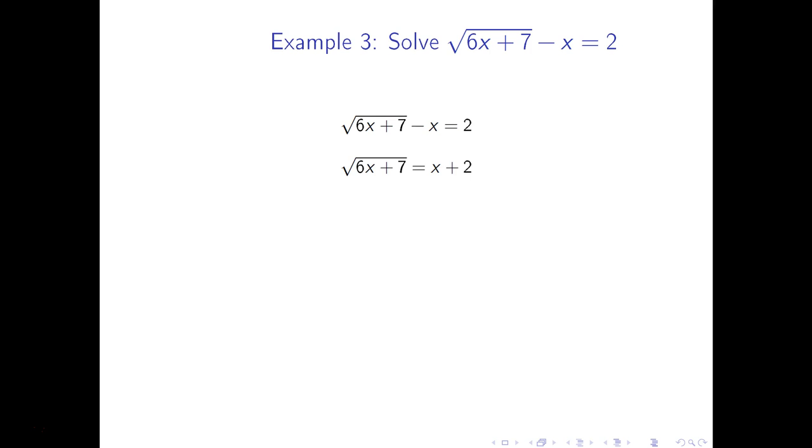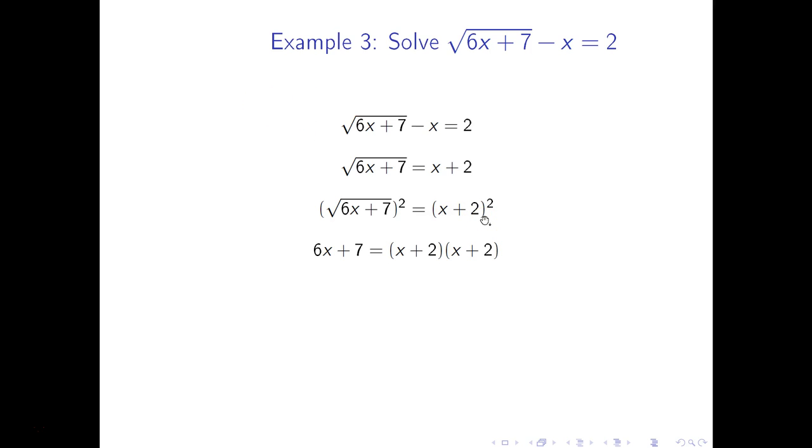Hopefully you're saying I can add x to both sides. Now, I want you to go ahead and pause the video and solve it like we've solved the last couple by squaring both sides. Go ahead. Welcome back. So if you squared both sides, notice the left-hand side is just going to give you 6x plus 7.